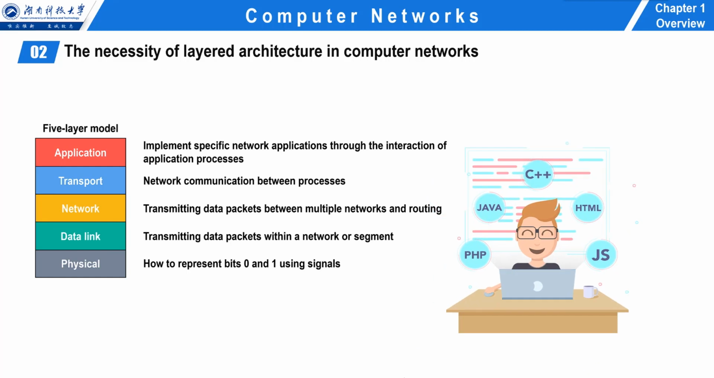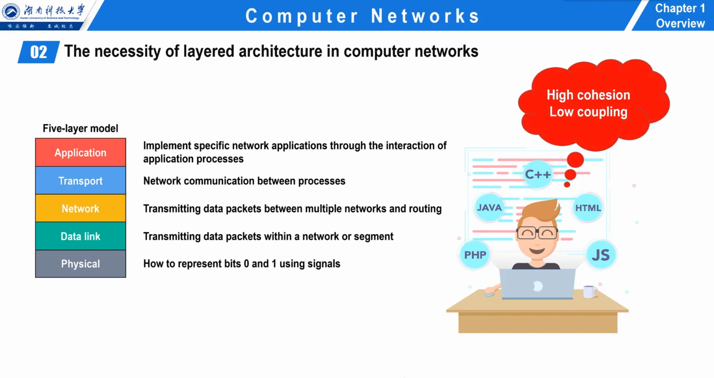Now, I want you to think. If you were a programmer tasked with solving various software problems faced by computer networks, would you prefer to implement all these problems in one module, or divide them into different modules and implement them one by one? I believe you would choose the latter. This is the concept of high cohesion and low coupling in software engineering.